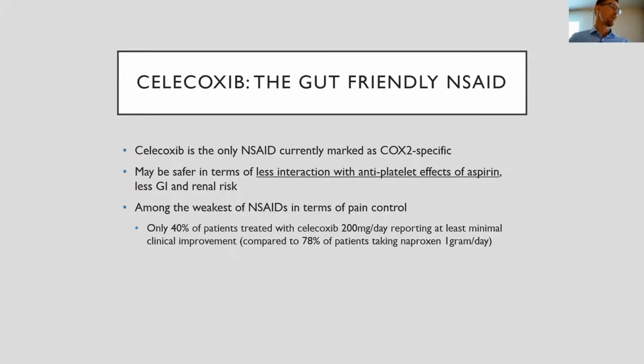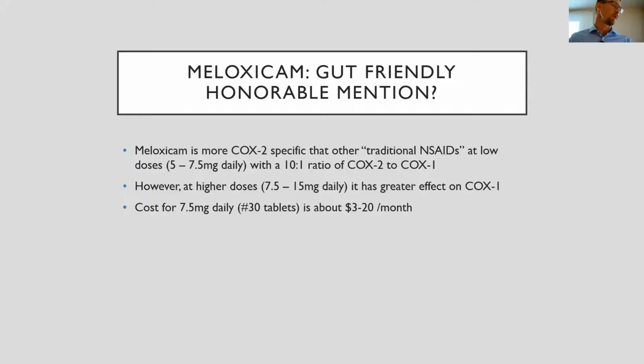To put some numbers to that, one study showed only 40% of patients treated with celecoxib 200 milligrams a day. That's not the highest dose, but that is kind of the good normal working dose. Only 40% reported at least minimal clinical improvement, and compared to naproxen, that number was 78%. So keep that in mind. If you've got someone that's high risk, it's still a good option to try, but it may not work. It doesn't work in every case.